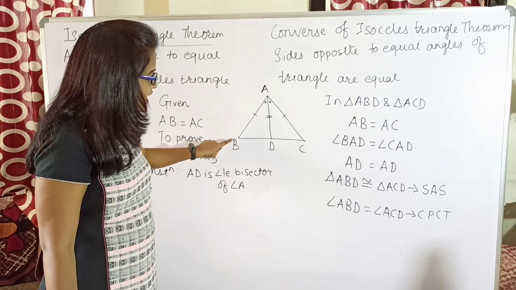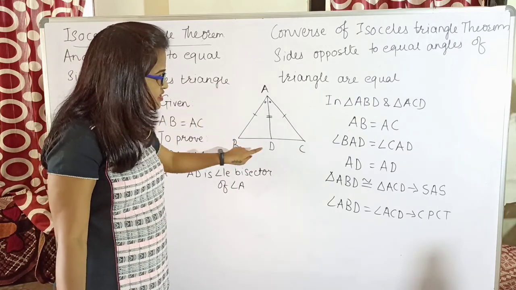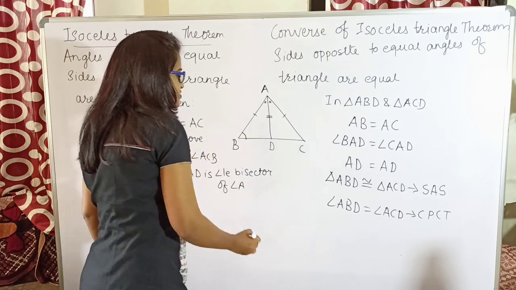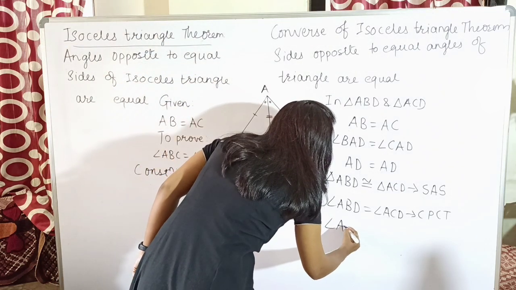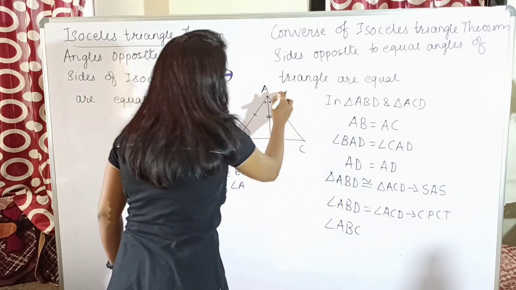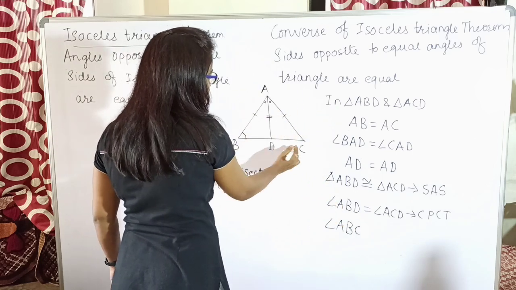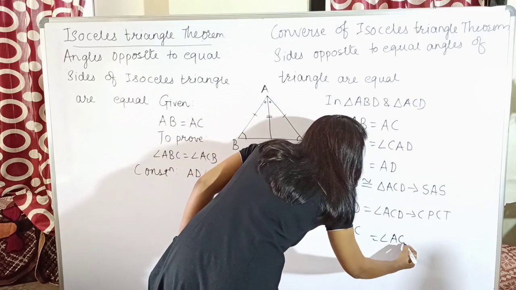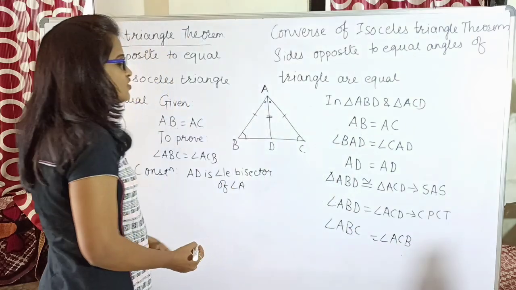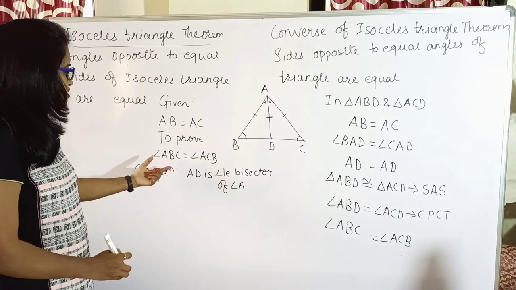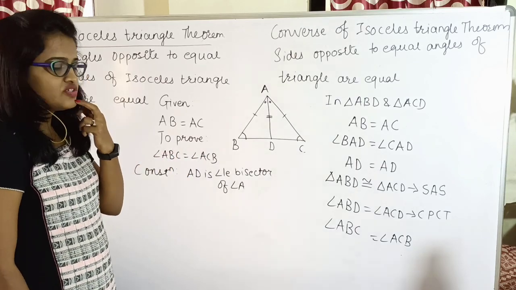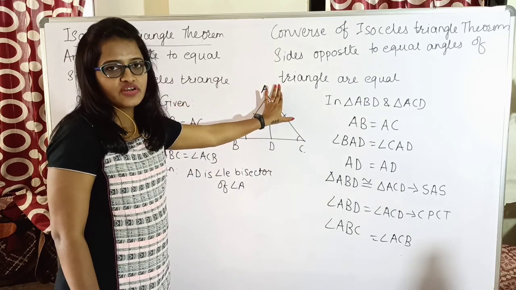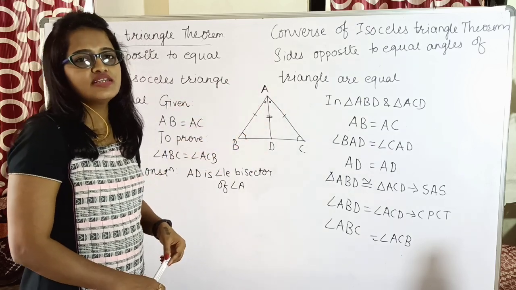So instead of writing ABD, what if I write it as ABC? Will the angle change? No, it will remain the same angle. So hence I can write ABC. Similarly, instead of ACD, what if I write ACB? Will the angle change? No. So it is ACB. As you can see, we have shown that the two angles are equal. So this is the isosceles triangle theorem. When two sides of a triangle are equal, the angles opposite to equal sides are equal.